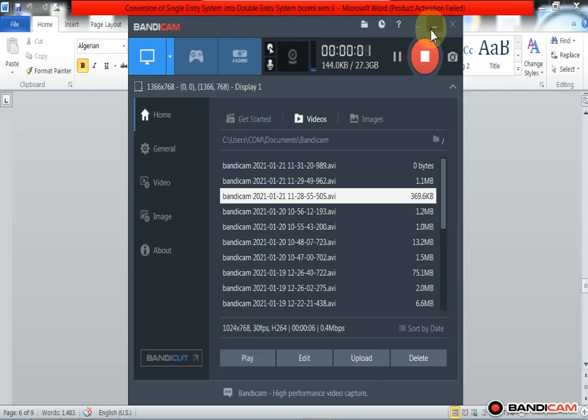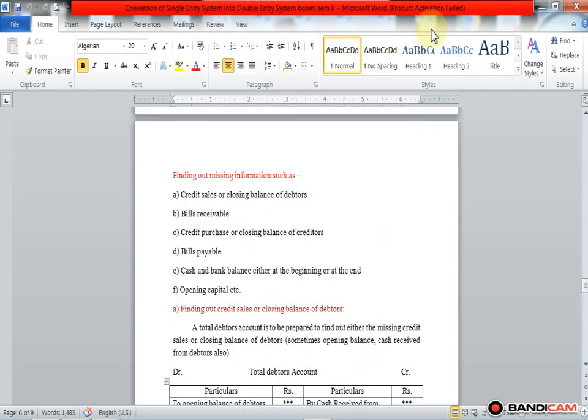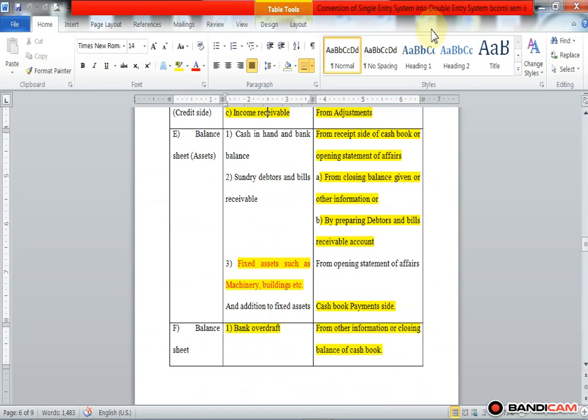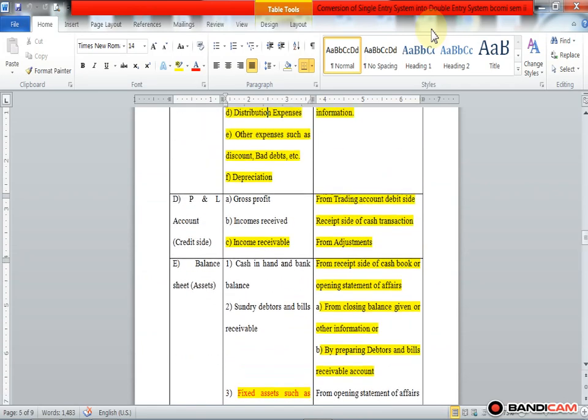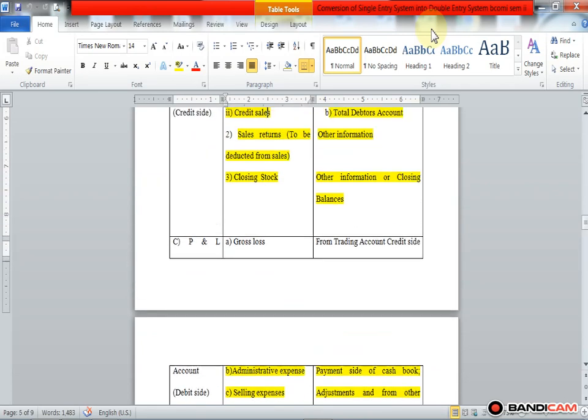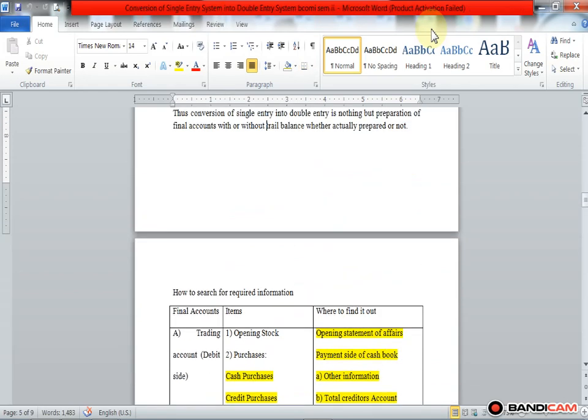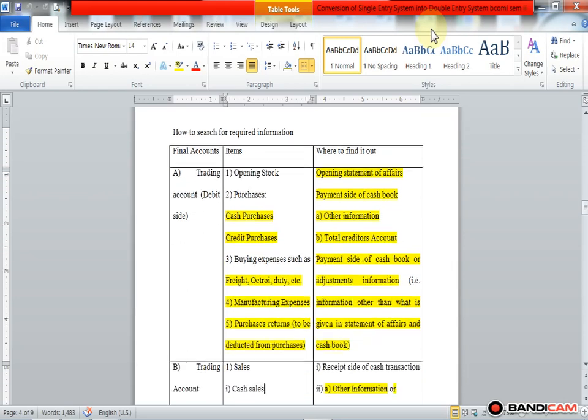Hello students, in our previous lecture we studied how to search for required information, that is, how to prepare the final accounts and how to find the items related to the respective accounts. So in our previous lecture we studied the preparation of final accounts, the items related to final accounts, and where to find them.